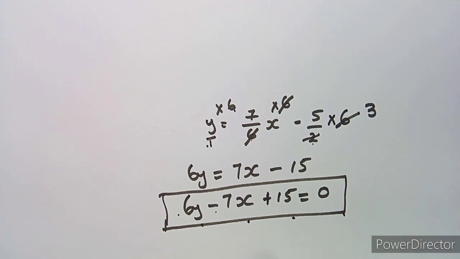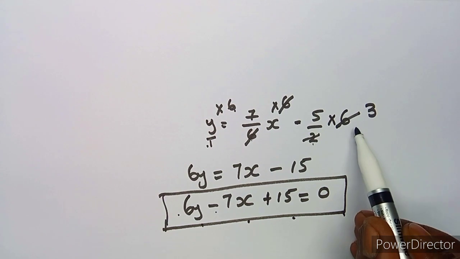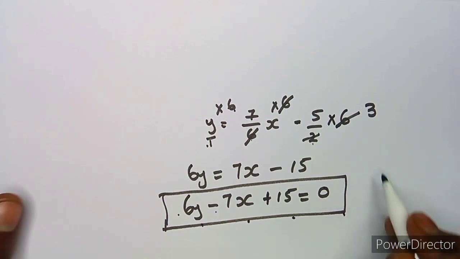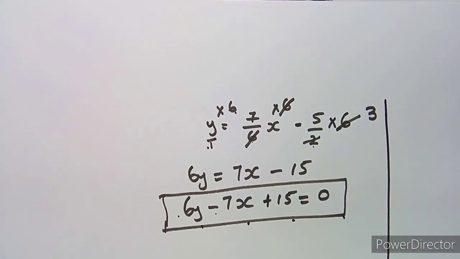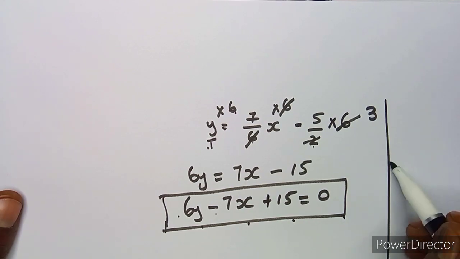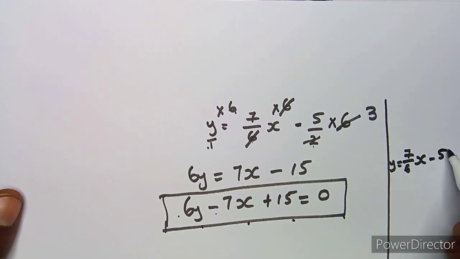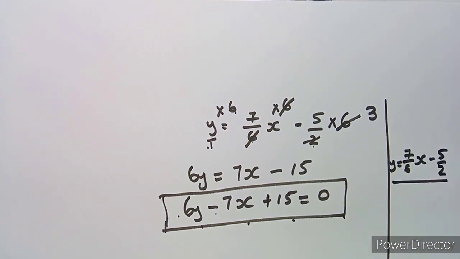All right, and this format is not used with fractions. That is why I had to clear fractions. But if the question was just for you to find the equation, and you are not given the format, which means you could have left your answer like the one that we had at that stage, which was 7 over 6x minus 5 over 2. We could have just left it at that stage. It was still fine. Okay.